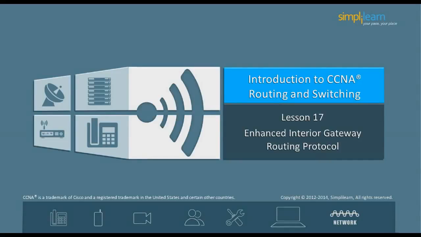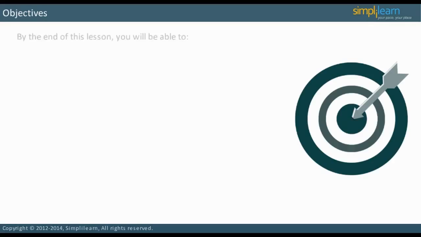The previous lesson focused on DHCP, NTP, and high availability. This lesson will deal with Enhanced Interior Gateway Routing Protocol, EIGRP. Let us begin with the objectives of this lesson.